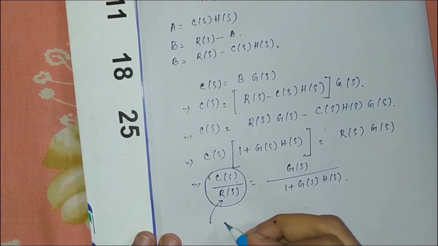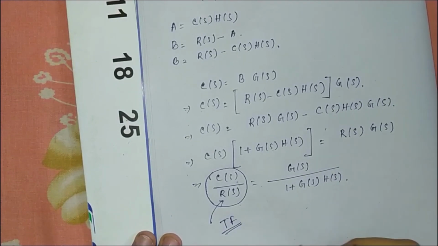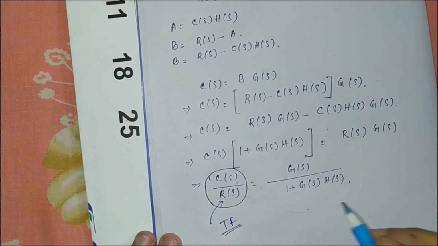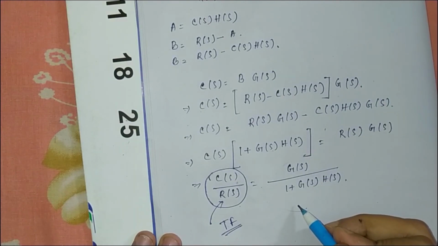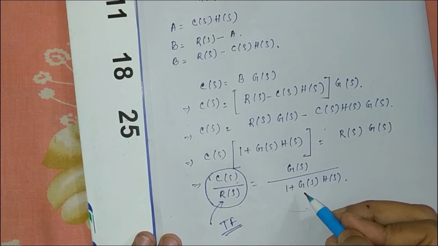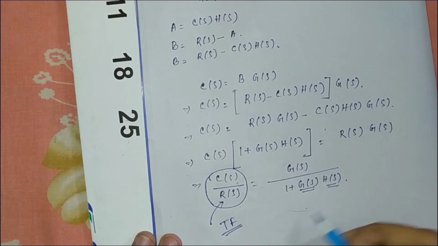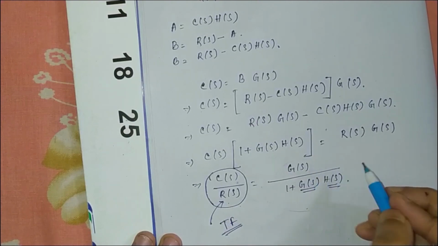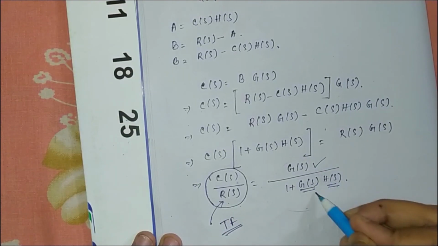So this is my C of S by R of S. This is actually my transfer function, in terms of G of S and H of S. Okay, so this is my transfer function, and the transfer function is in terms of G of S H of S.